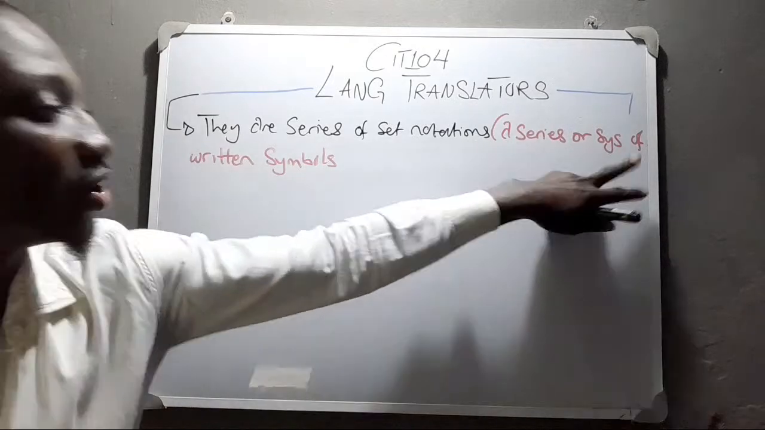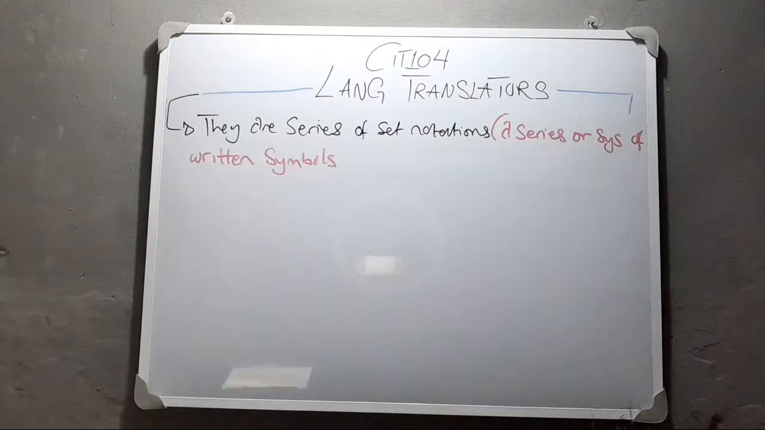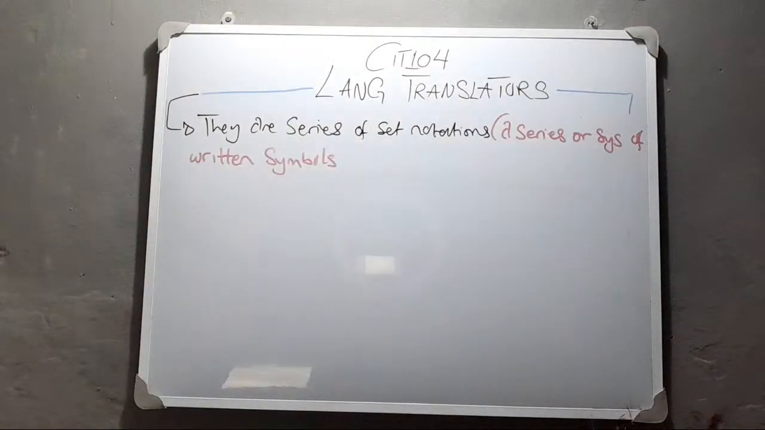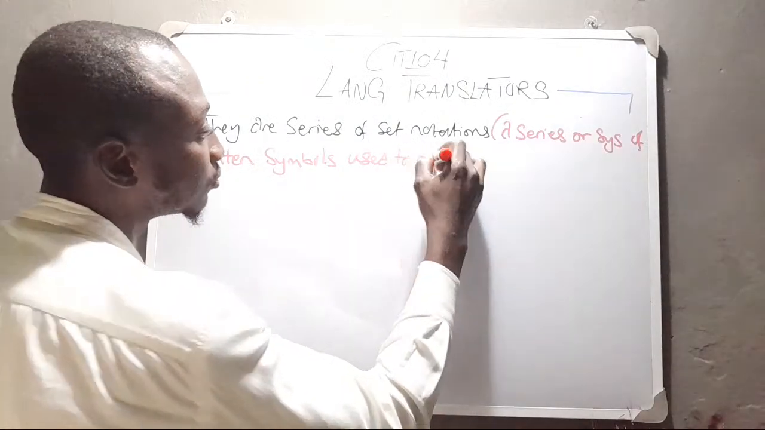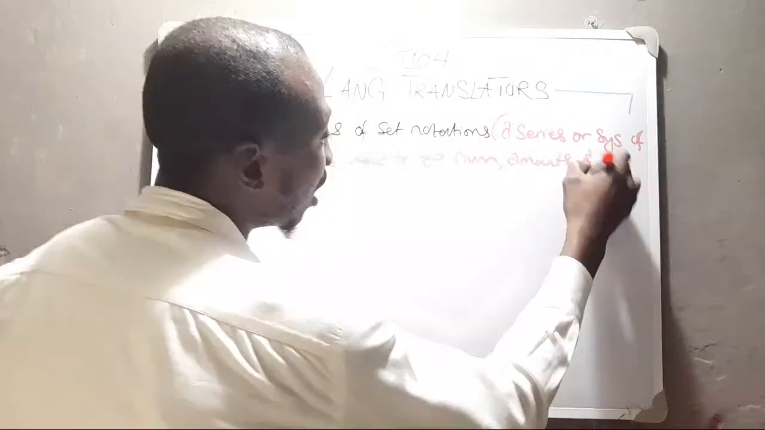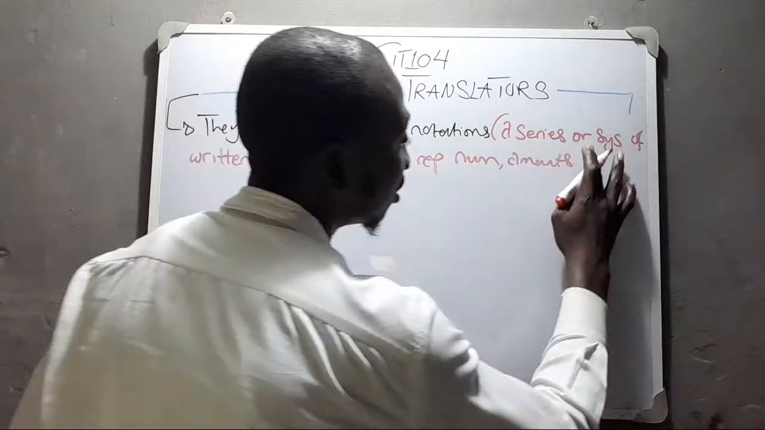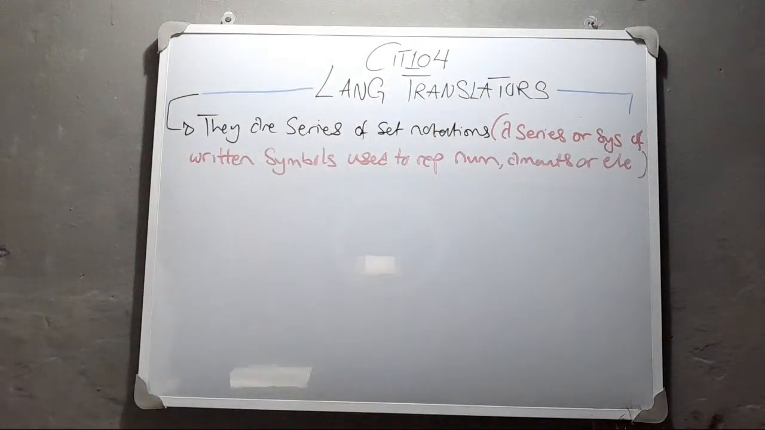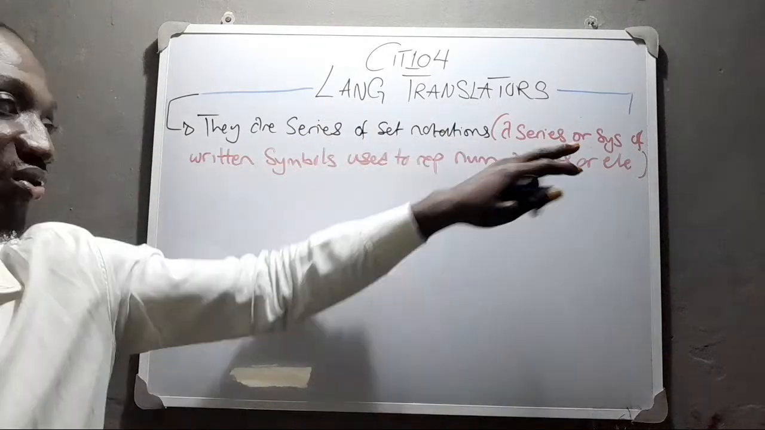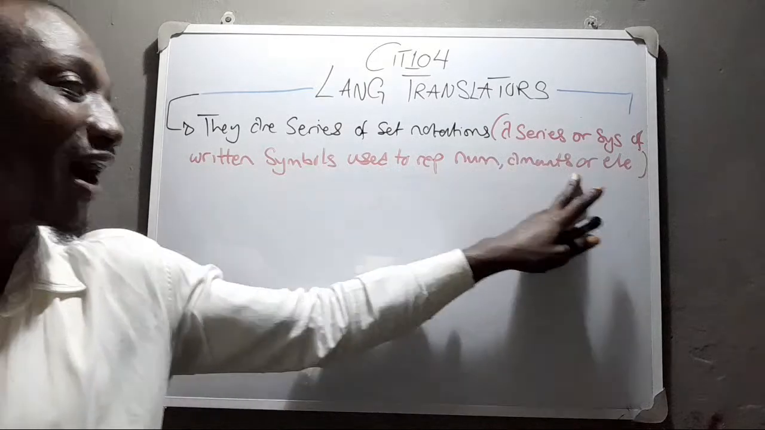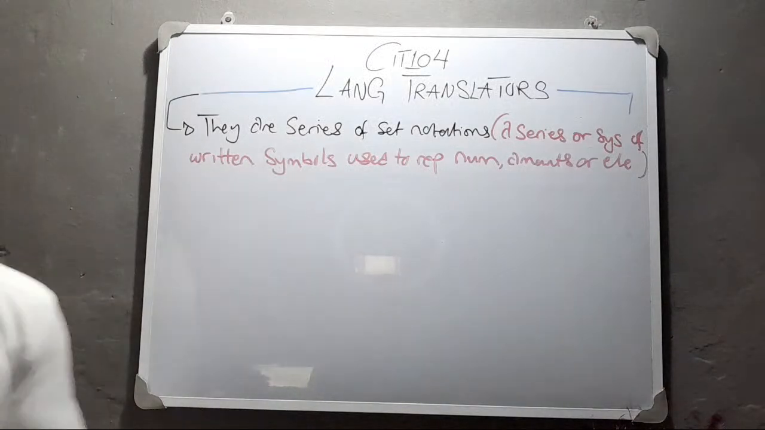They are said to be a series or system of written symbols used to represent numbers, amounts, or elements in something such as mathematics or music. Are we together? Language translators are said to be series of set notations, and notations are referred to as a series or system of written symbols used to represent numbers, amounts, or elements, in which we express our instruction to the computer.